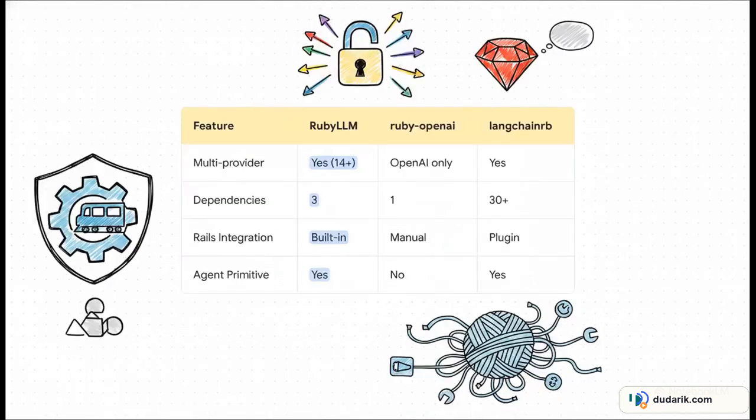So, let's put it head-to-head. Compared to a specific gem like Ruby OpenAI, the multi-provider support is the obvious win. But let's look at LangChain.rb. They both can handle multiple providers and have agents, but look at the dependencies. RubyLLM has just 3. LangChain pulls in over 30. That's a massive difference in complexity. Plus, the Rails integration is built in, not a bolt-on plugin.